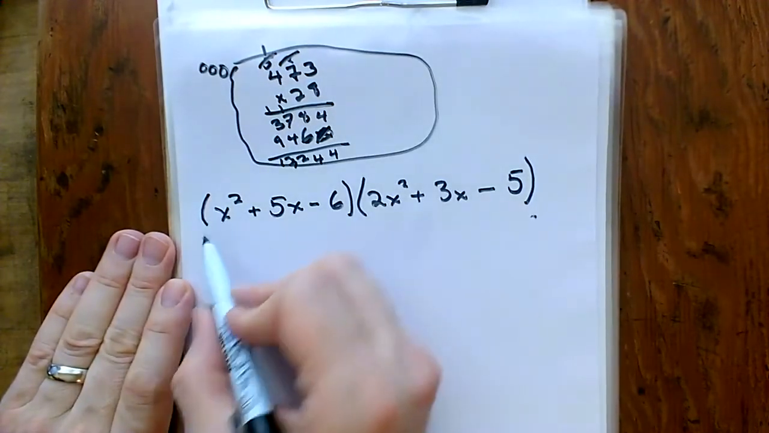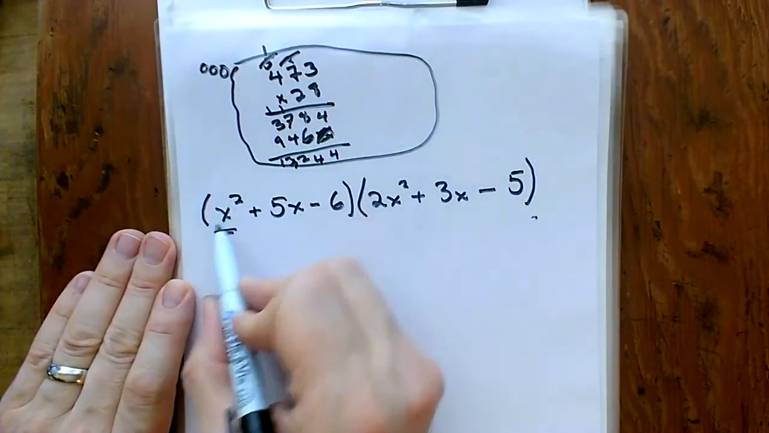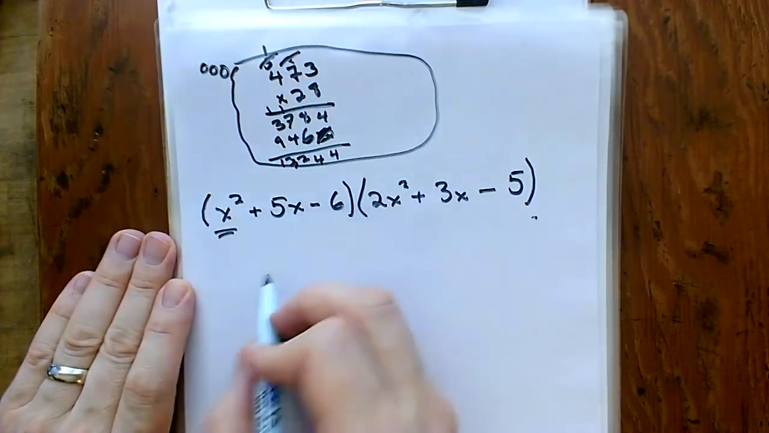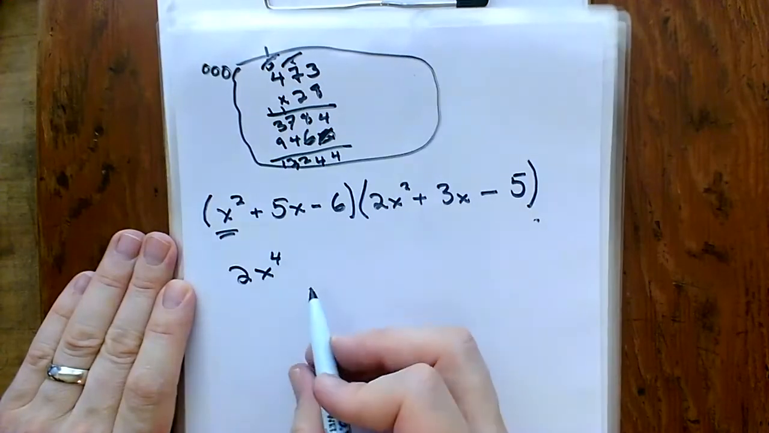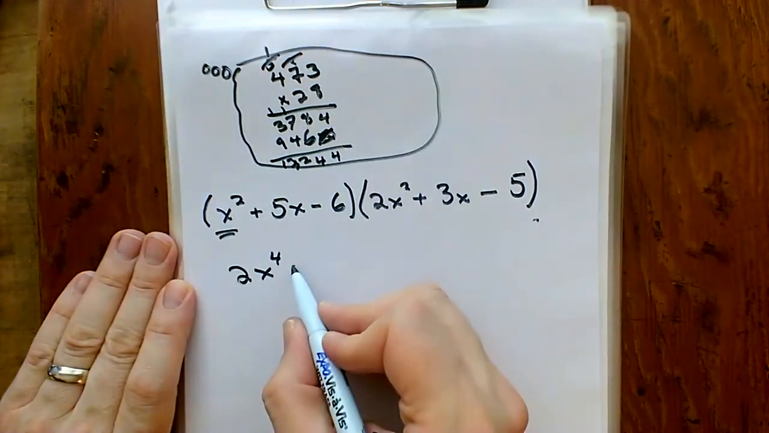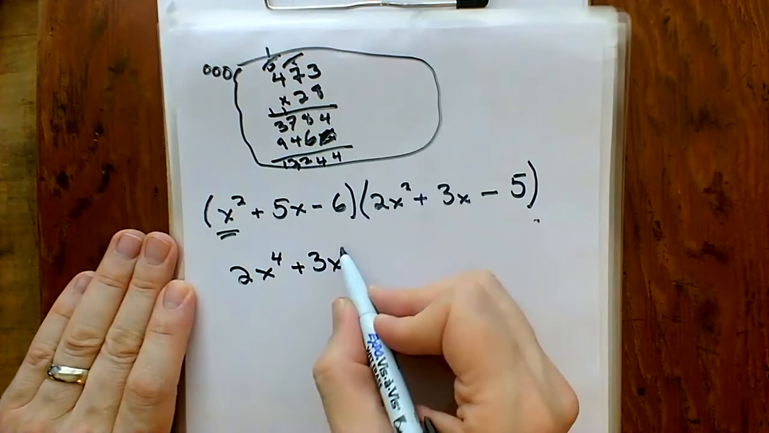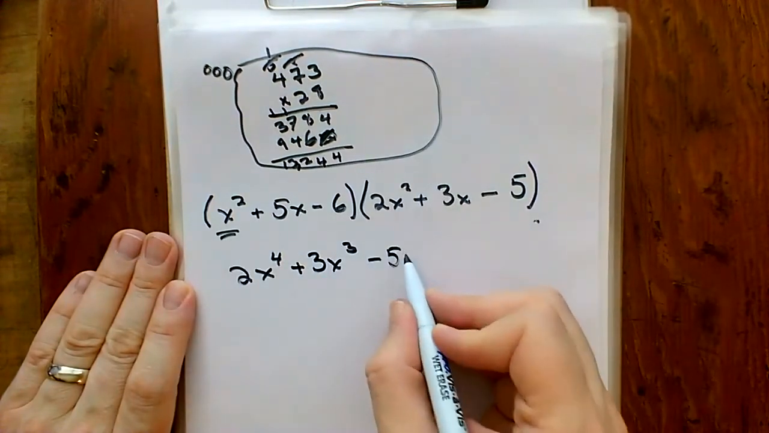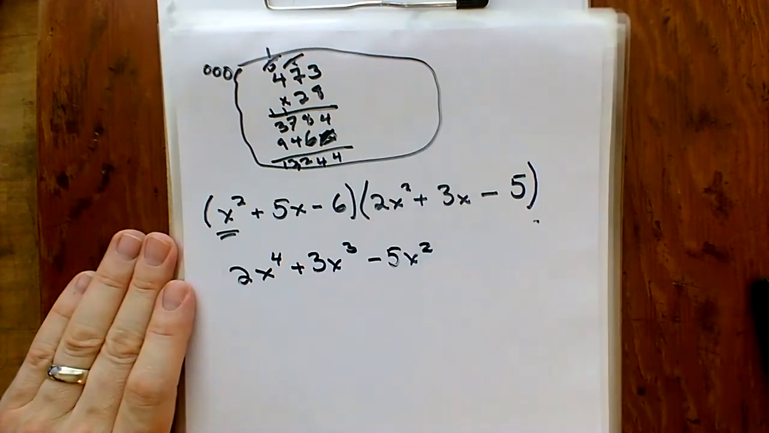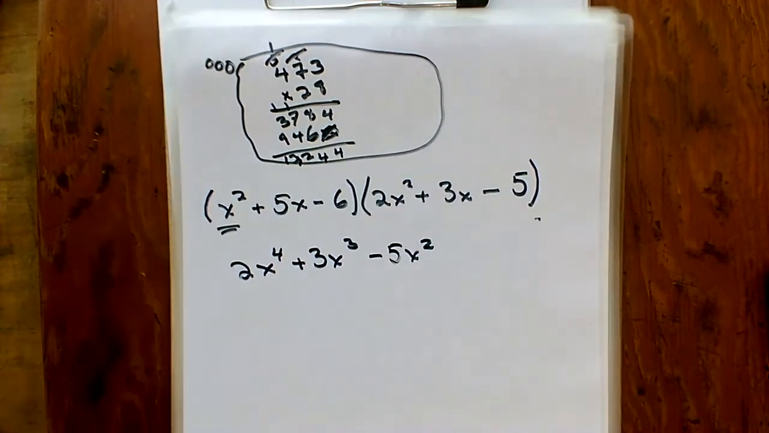So let's start by distributing this x squared in here. X squared times 2x squared is going to be 2x to the 4th power. X squared times 3x is going to be plus 3x cubed, and x squared times minus 5 is minus 5x squared.